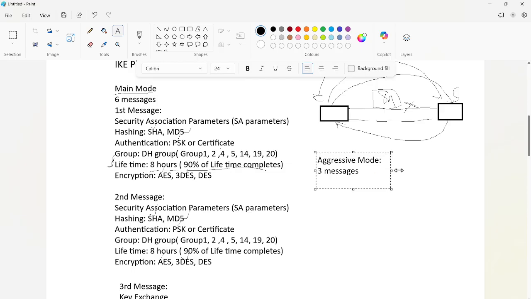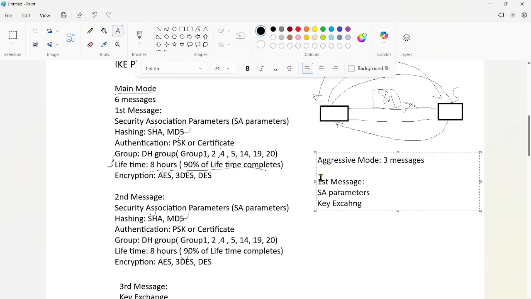So in the first message itself, it is going to share all the information that we have discussed here. Let's suppose we have firewall 1. In the first message from firewall 1, it includes SA parameters, whatever we have discussed here: hashing, authentication, group, lifetime, encryption. It also includes key exchange, and after the key exchange, it is going to include identification information.